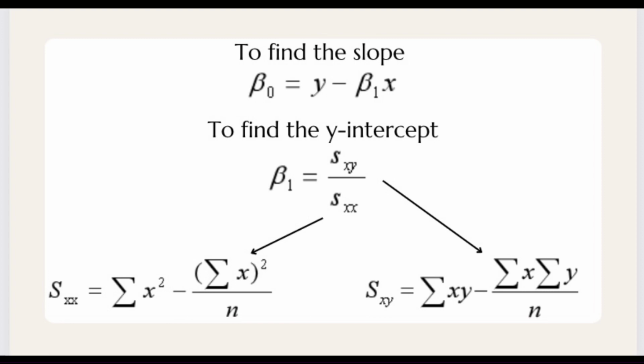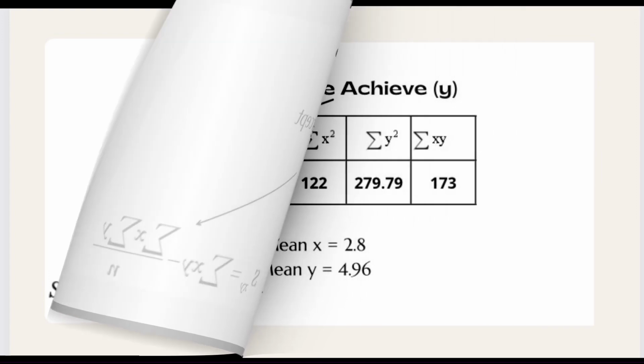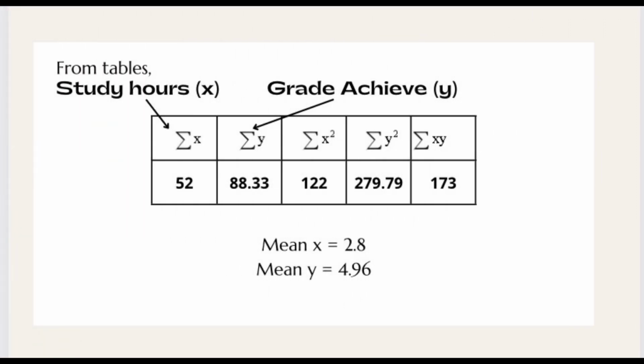Before that, we need to find out those values. Those values are from the table that we have made in our report. So we have to find out the summations of x, which represents the study hours, and the summations of y, which represents the grade achieved.